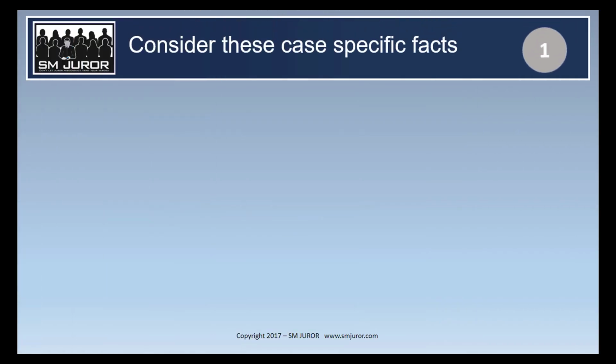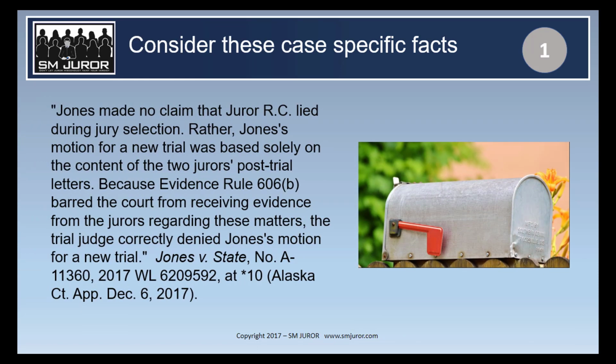Now, let's look at the specific facts which were pivotal to the outcome of the case. First, Jones made no claim that juror RC lied during jury selection. Rather, Jones's motion for new trial was based solely on the content of the 2 jurors' post-trial letters. Because Evidence Rule 606B barred the court from receiving evidence from the jurors regarding these matters, the trial court correctly denied Jones's motion for a new trial.